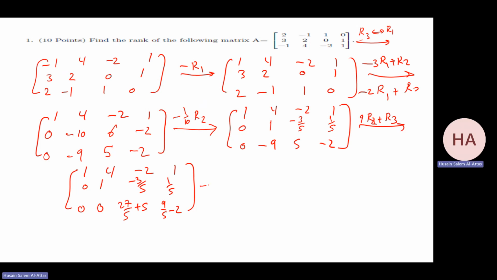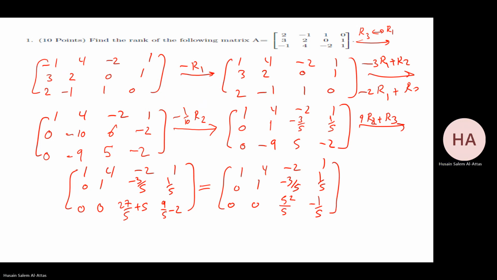Yeah, let me do the calculation. 0, 1, minus 3 over 5, 1 over 5. And this is 0, 0. 27 plus 25 is what? Oh, 52. This is minus 1 over 5. Yeah, very clear. This cannot be 0. So you have how many non-zero rows? You have the rank of A will be 3.